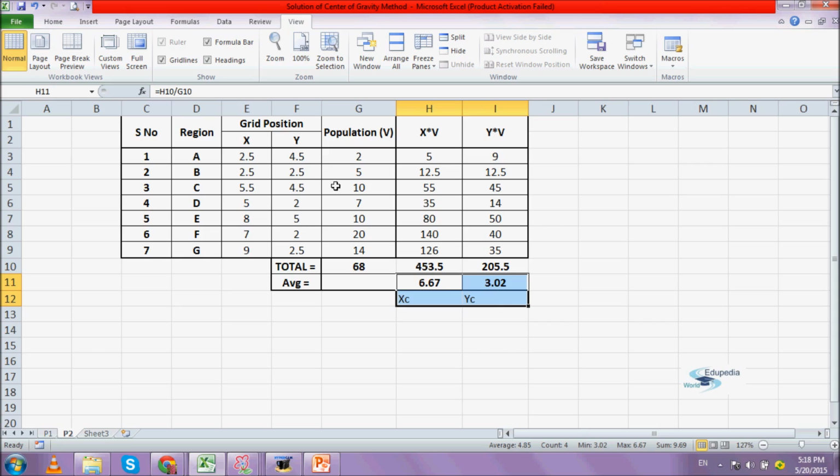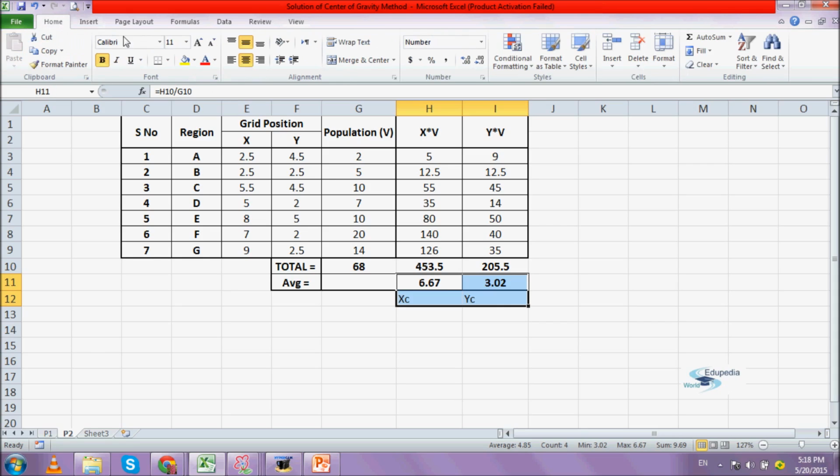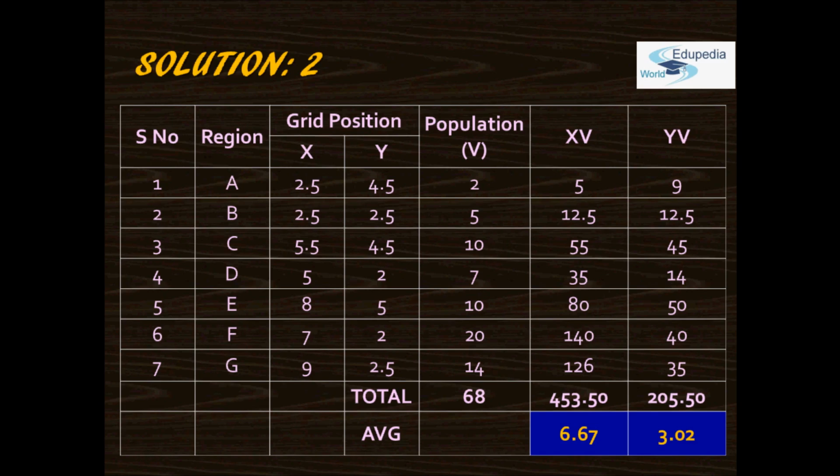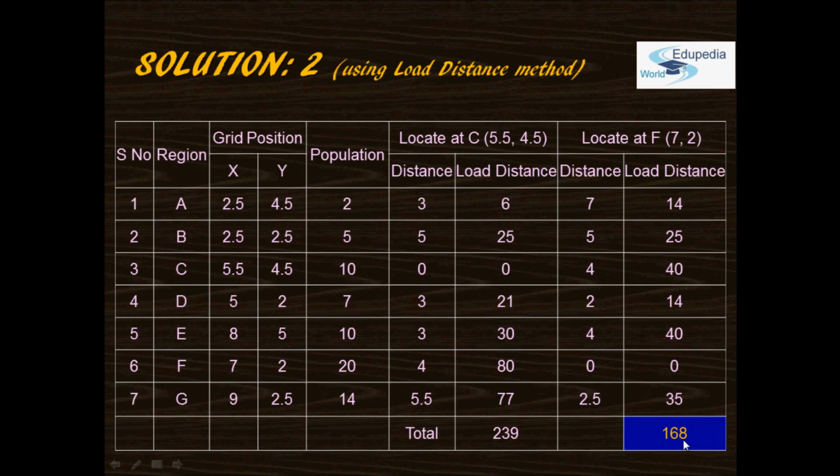Now the managers can look at the region and the terrain, work it out themselves and see which location would be the most suitable. Coming to the summary of the solution, the most suitable location mentioned here is 6.67 and 3.02. Now we compare this with the solution which we got under the load distance method for the same problem. We saw that the location was at 7, 2.